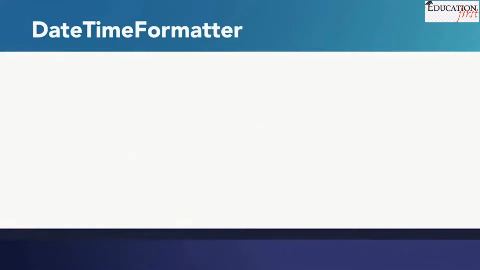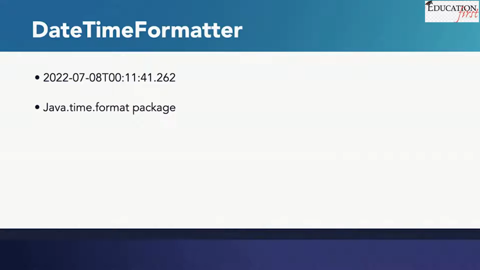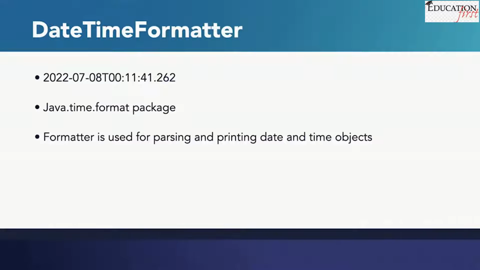What happens if we print the datetime? Well, the toString method is called, and this is what it looks like. Chances are you'll need a different format. The good news is that's possible. We can do so using the Java Time Format package. It contains a DateTimeFormatter, and we can use this for parsing and printing date and time objects. It has a lot of predefined formats in it. Let's move over to IntelliJ and have a look.